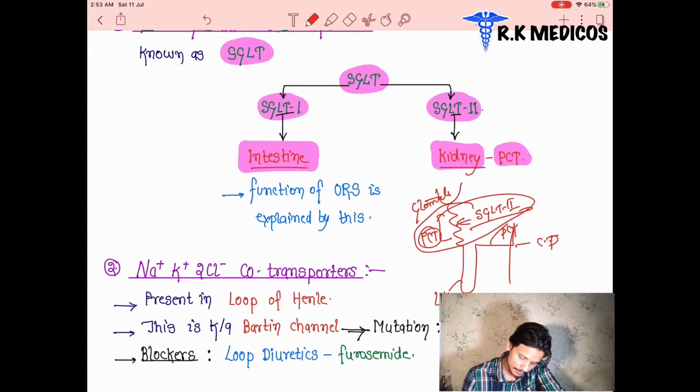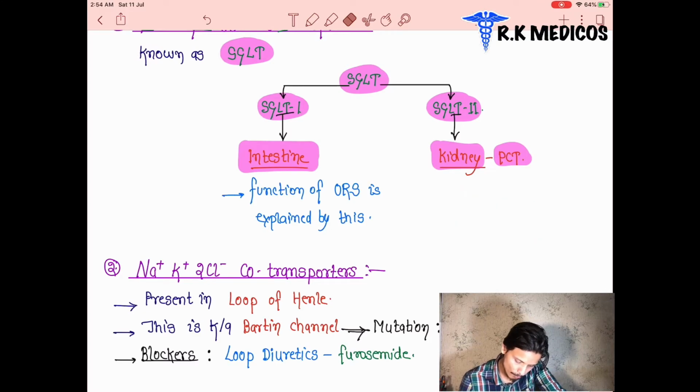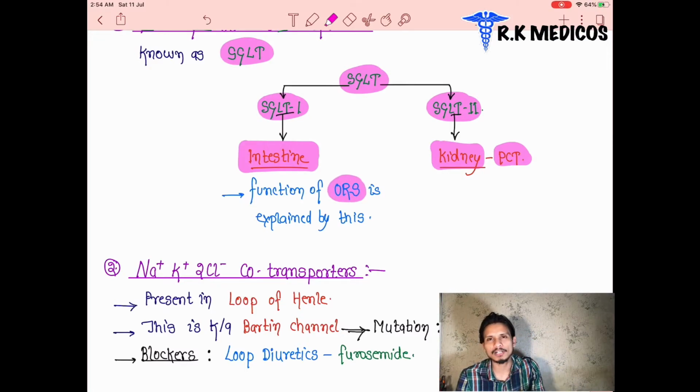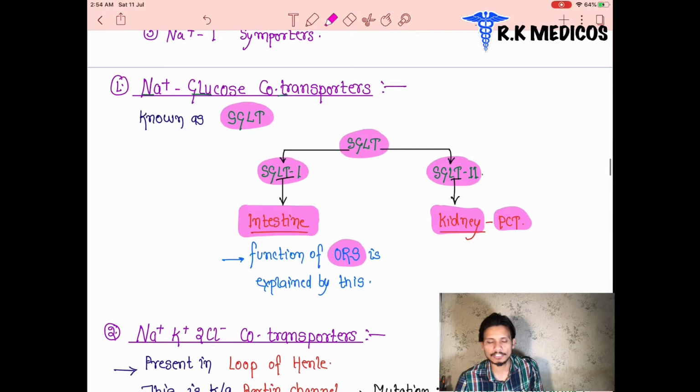Next we can see the function, which is explained by ORS. What does it mean? SGLT is working in which region? The intestine. These are the sodium glucose co-transporters. In the ORS that we take, sodium and electrolytes are present, and electrolytes are basically sodium and chloride. The sodium is transported along with glucose. When the sodium moves from our intestine to our blood circulation, it moves along with glucose, so it is also providing energy. These co-transporters are helpful in transporting energy along with electrolytes.